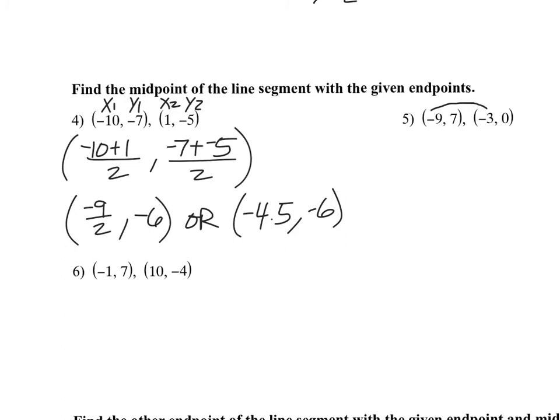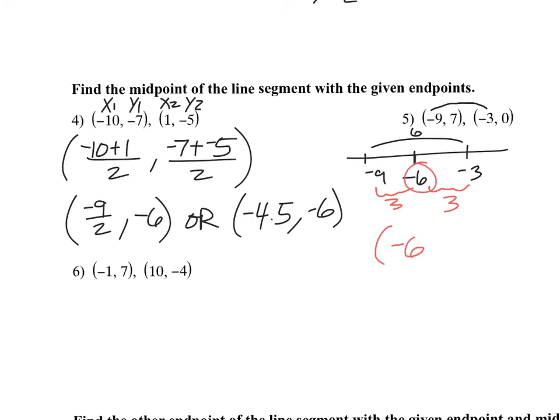So if I think on a number line, here's negative 9, here's negative 3. That's a distance of 6. Midpoint is in the middle. I need to go halfway. So what's halfway there? Negative 6 is. Why? Because it's a distance 3 away here and 3 away here. So my x-coordinate here would be negative 6.